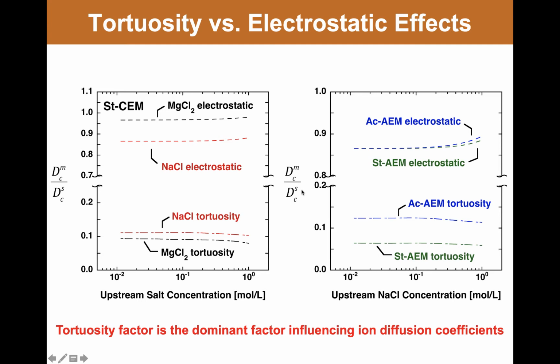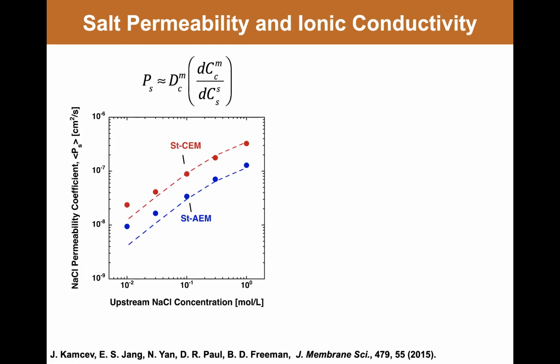This is showing a similar plot now for two anion exchange membranes, and looking at the coion concentration in the membrane relative to its value in solution. Again, sodium chloride is the salt that's being used here. And again, the electrostatic effects that slow down the ion diffusion are much weaker than just the tortuosity effects.